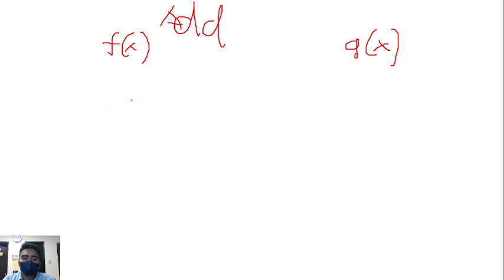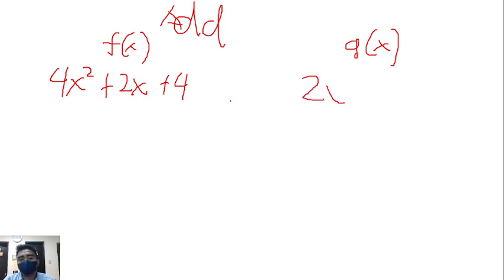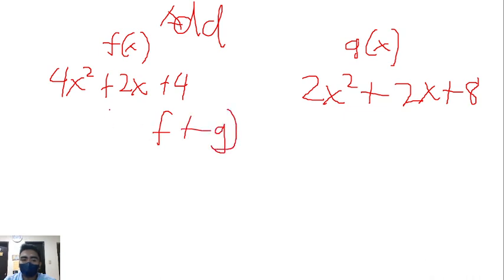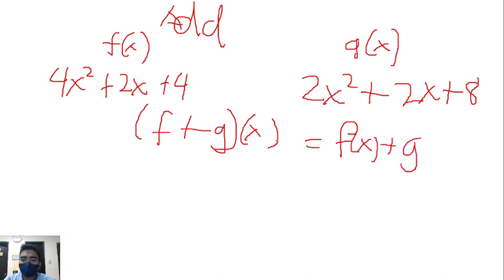Okay? So if you're going to deal with the two functions, let's just say your f of x is simply 4x squared plus 2x plus 4. Alright. So, for the g of x, let's deal with 2x squared plus 2x plus 8. How are we going to deal with this one? When you have two functions and you're going to add them both, you have f and you have g, you add them, and your inputs are x. So you could simply have f of x plus g of x, right?